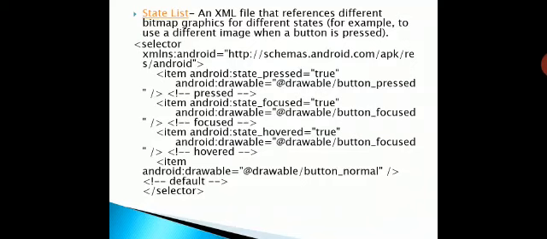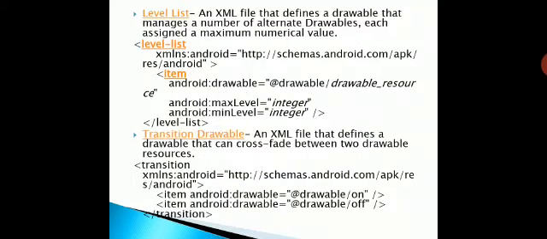Then the next one is the level list. A level list is also an XML file that defines a drawable that manages a number of alternate drawables, each assigned a maximum numerical value. That is, this type of drawable manages a number of alternate drawables.